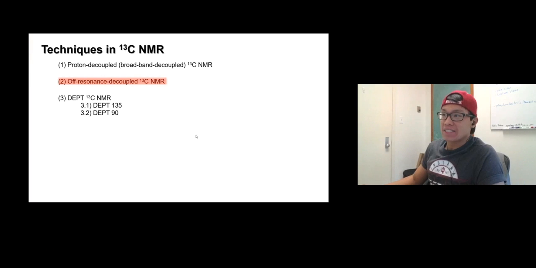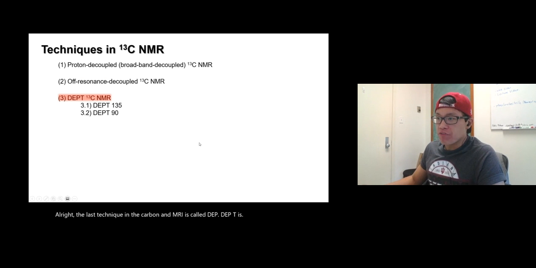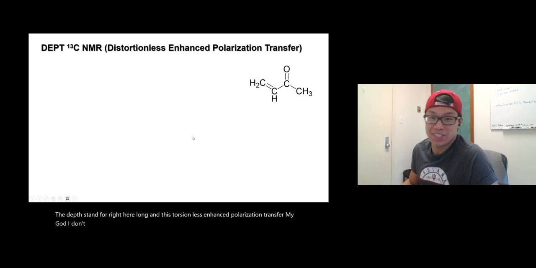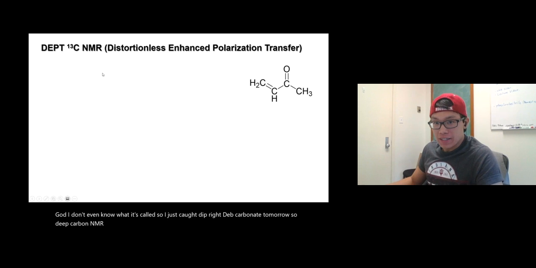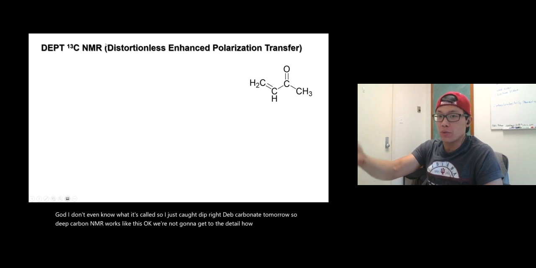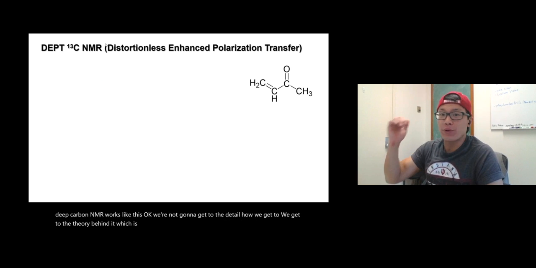All right, the last technique in carbon NMR is called DEPT. DEPT stands for distortionless enhancement by polarization transfer. I don't even remember the full name, so I just call it DEPT. DEPT carbon NMR works like this. We're not going to get into the detail or the theory behind it. We're just going to look at how we use it.